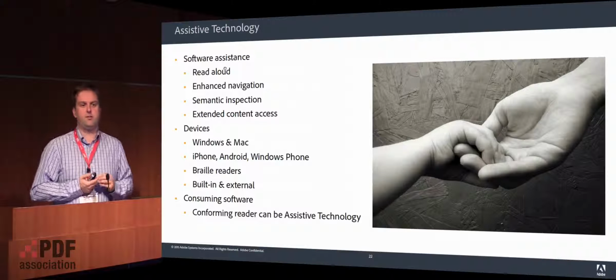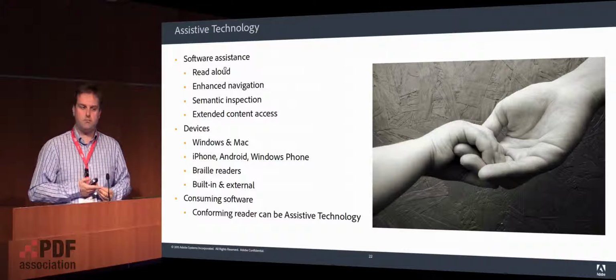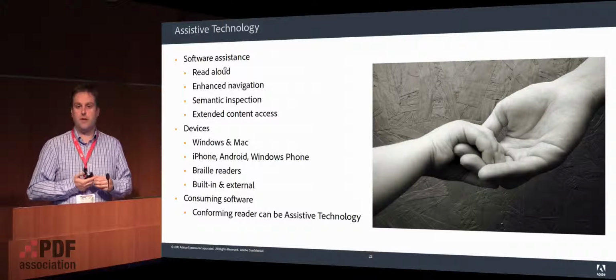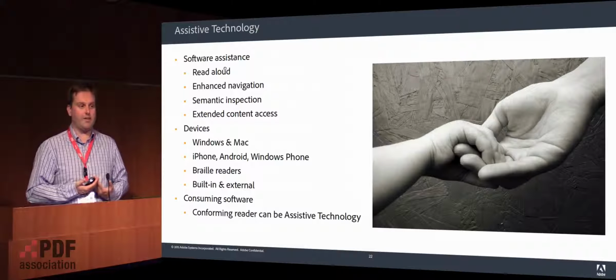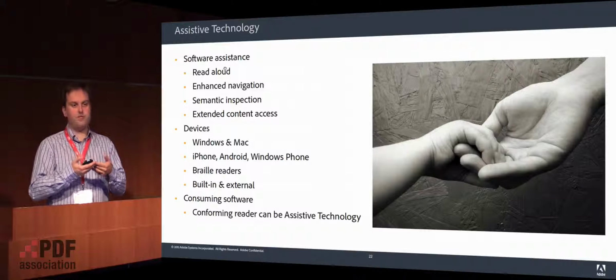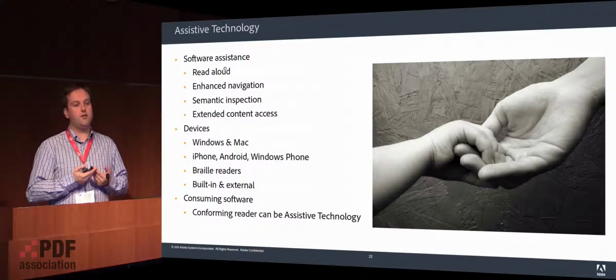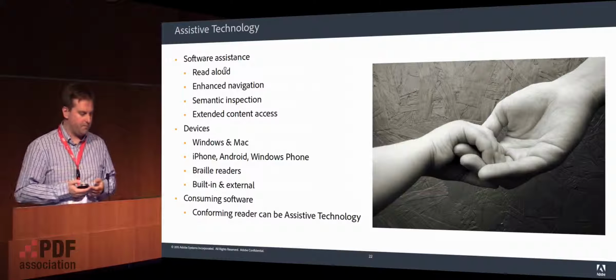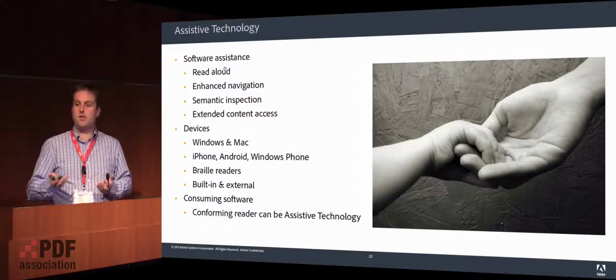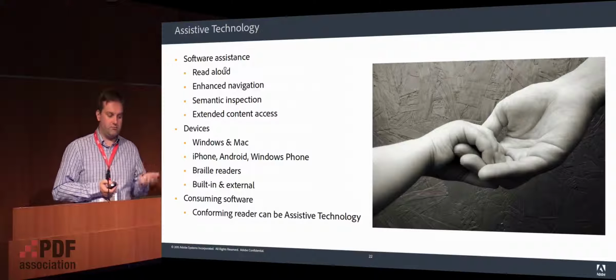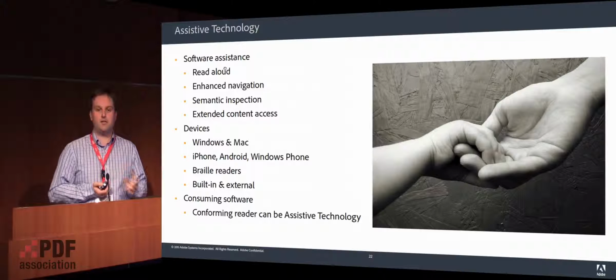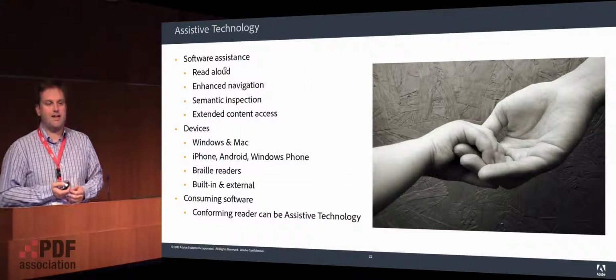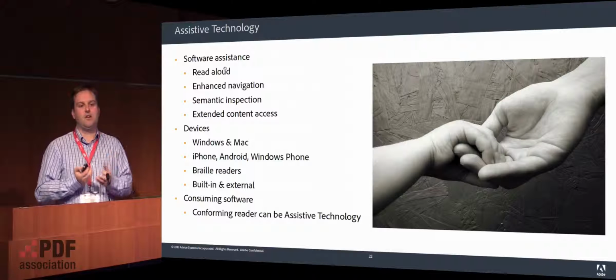Assistive technology is the third piece in the puzzle for PDF/UA. And a lot of it, obviously, as you might imagine, interacts very closely with what the requirements for the consuming application. In fact, it's that bridge between these two pieces of software that usually makes good accessibility possible. Some types of software assistance include read aloud. There's enhanced navigation. For example, JAWS allows you to basically pull up a list of tables, a list of lists, a list of headings, and to quickly navigate over that separately from the content.